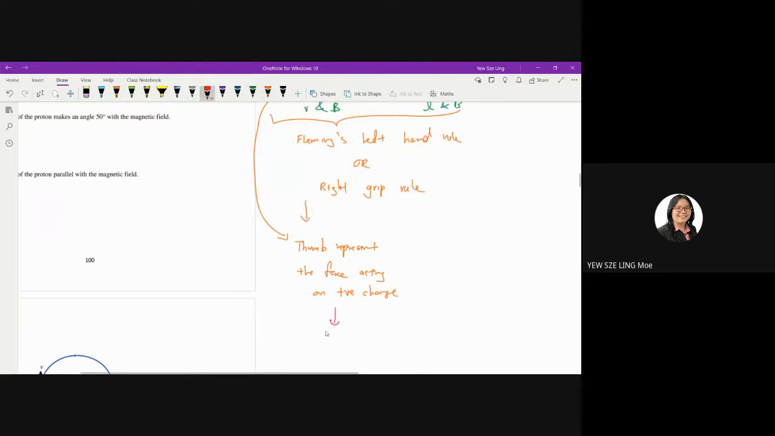Negative charge: just the opposite direction, opposite to the direction for a positive charge. So if the thumb is pointing upward for a positive charge, but now you have a negative charge, it simply means the direction of the force acting on the negative charge is pointing downwards.